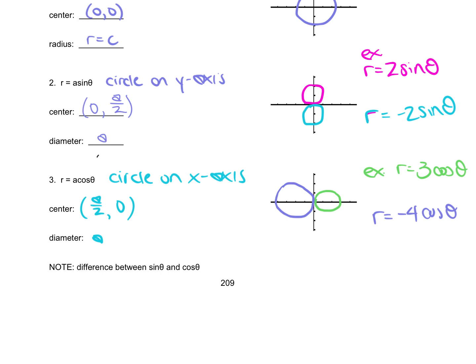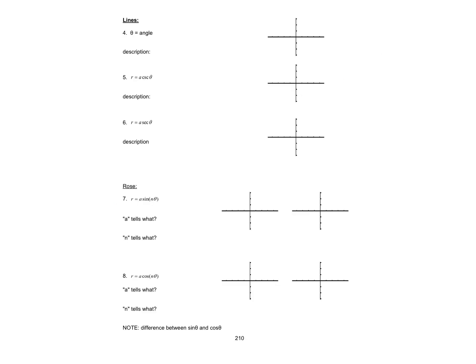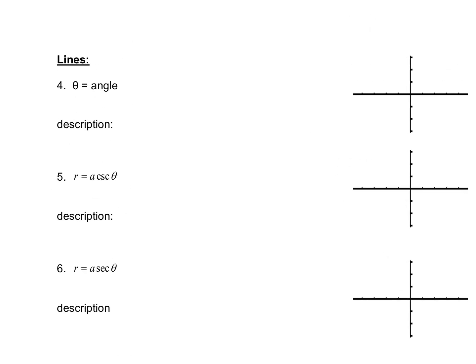All right. Flipping the page. Couple other basics. Theta equals an angle. If you have a theta equals an angle formula, this is a diagonal line through the pole. The pole is the origin.